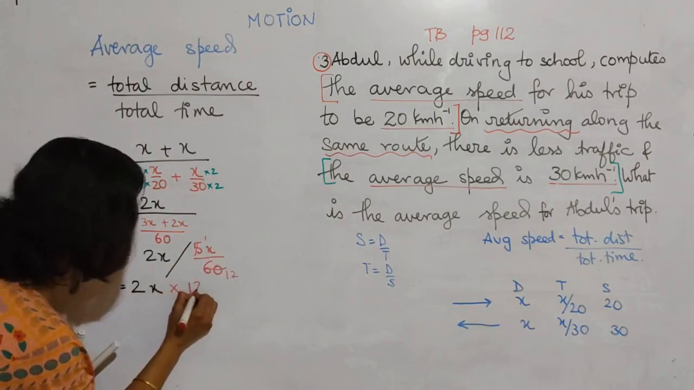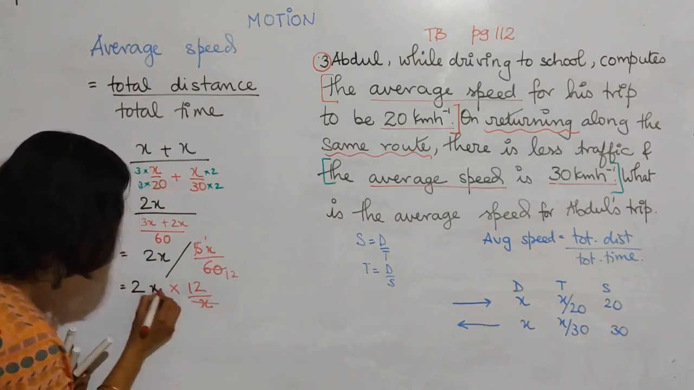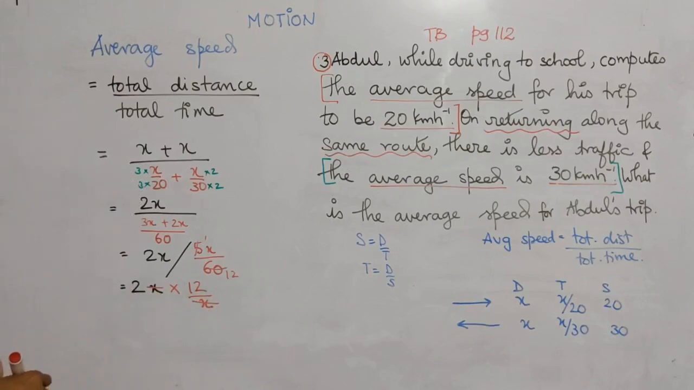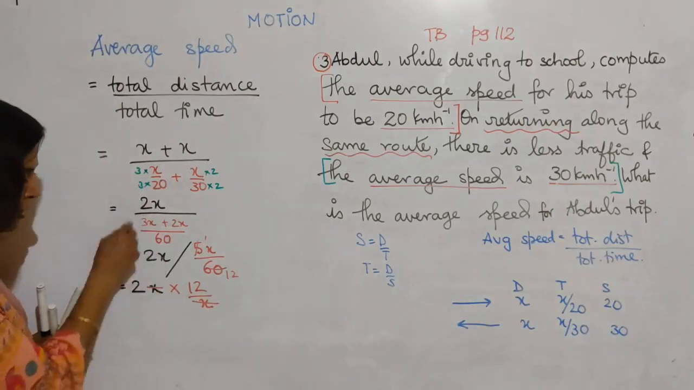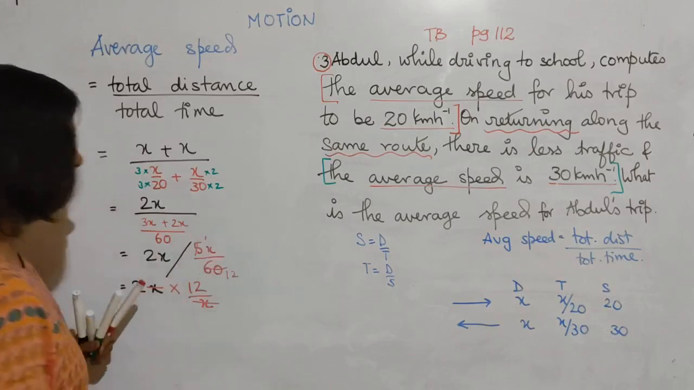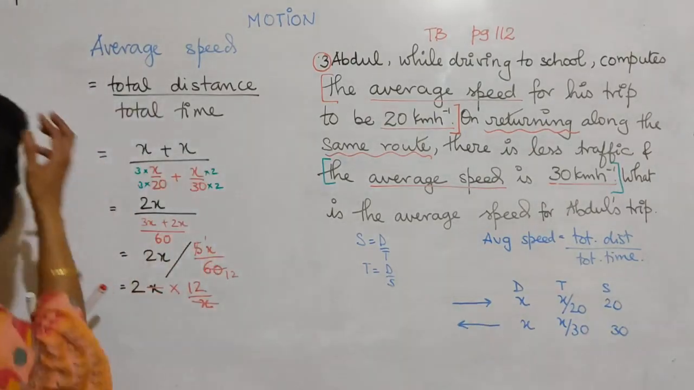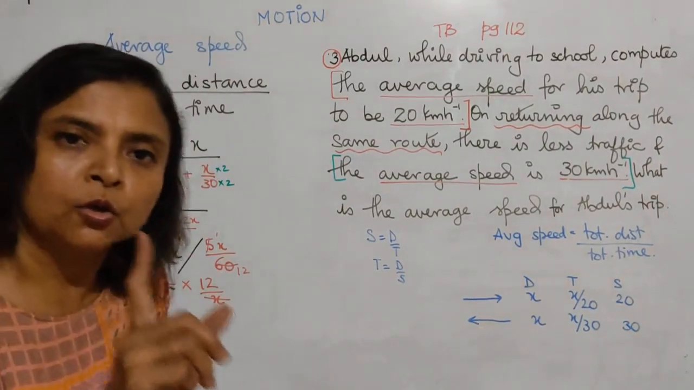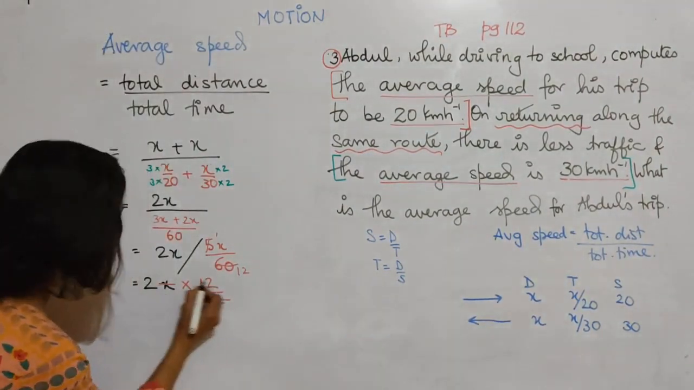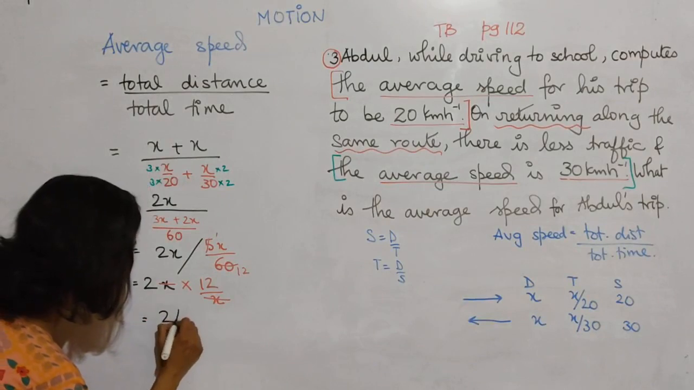So what is the reciprocal of x by 12? 12 upon x, x and x cut. I repeat, if you want to divide by a fraction, you can multiply by its reciprocal. You have studied this in lower classes too. Okay. So your answer is simply 2 into 12, 24.